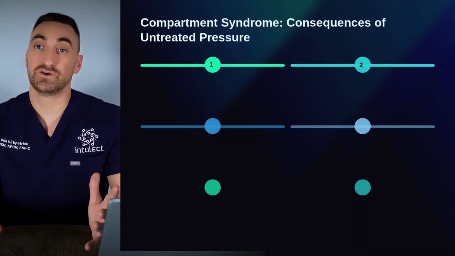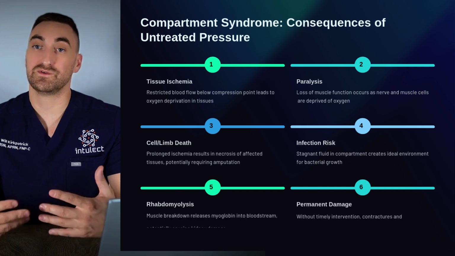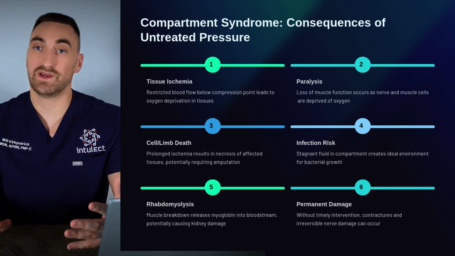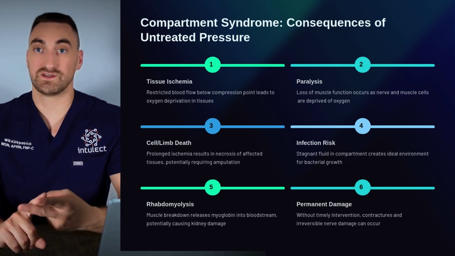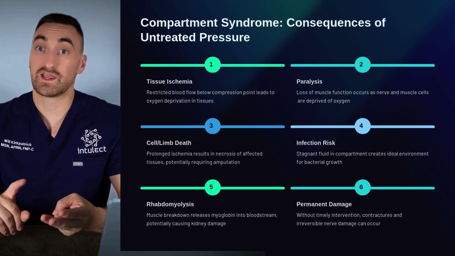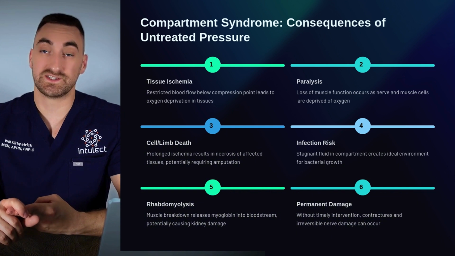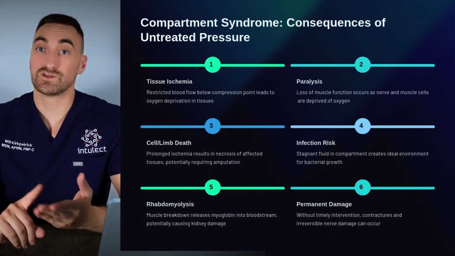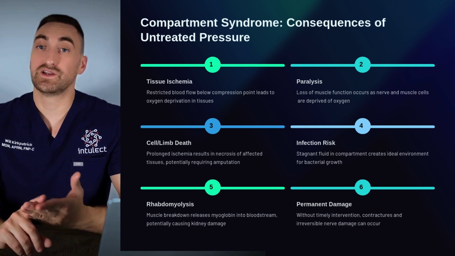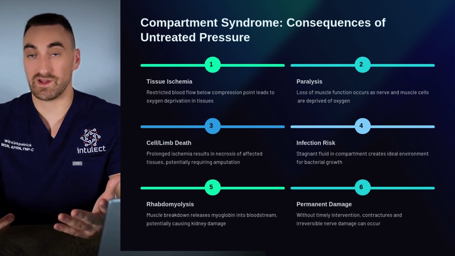So as you can assume, if no blood flow is going to that extremity below that certain point, then you're going to have tissue ischemia, which causes paralysis, of course, cell death and limb death. It can cause infections, especially if it's not treated properly and the fluid just sits inside that compartment. It can cause rhabdomyolysis, and if not treated in time, it can cause contractures or permanent nerve damage.